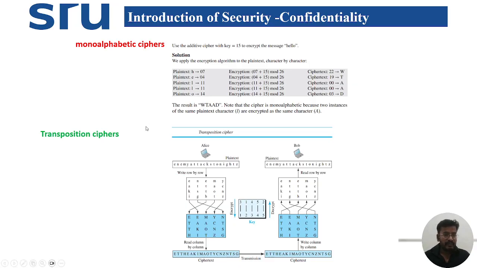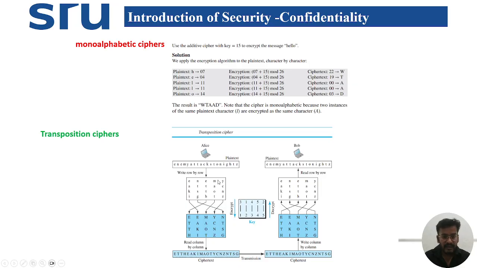So next, transportation ciphers. Here is one example of the transportation cipher method. We are given letters as plain text, like E and E and so on, written row-wise. Then the row-wise data is written as columns, or row by row, like E, N, M, Y. So we have written it like that, row by row.